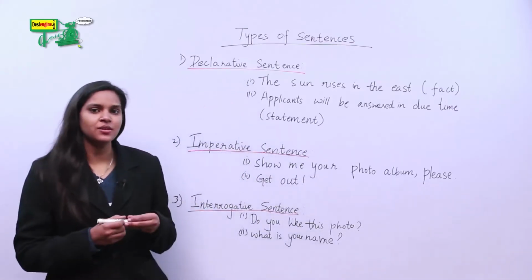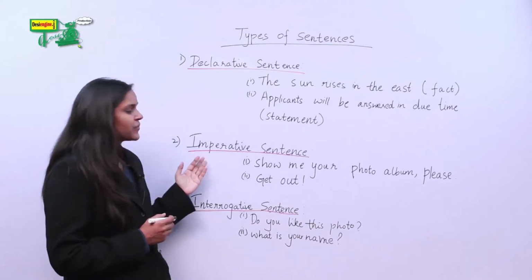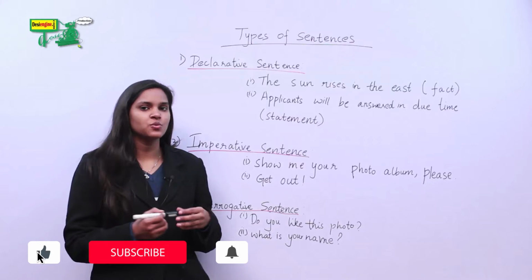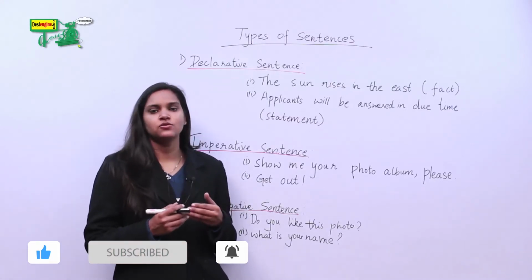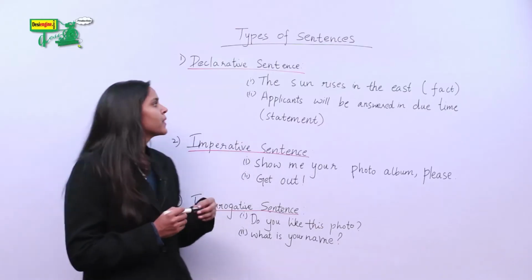Hello friends, today we are going to learn different kinds of sentences. Sentences can basically be divided into four kinds: declarative sentence, imperative sentence, interrogative sentence, and the last one is exclamatory sentence. Let's learn a few examples of each kind of sentence, then you'll be able to differentiate between them.